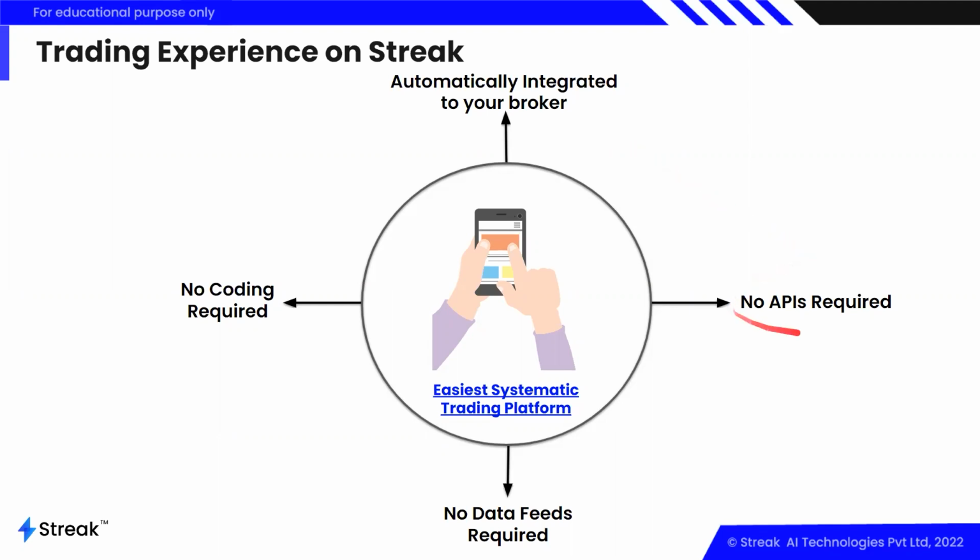Secondly, no API is required. So if you check the competition or other products that you see in the markets, most of them will require APIs. You'll have to purchase the APIs separately. Then you'll have to link it with your system. And there is a separate cost associated with the APIs itself. So the cost of using the Streak platform is less than the cost of acquiring the APIs itself.